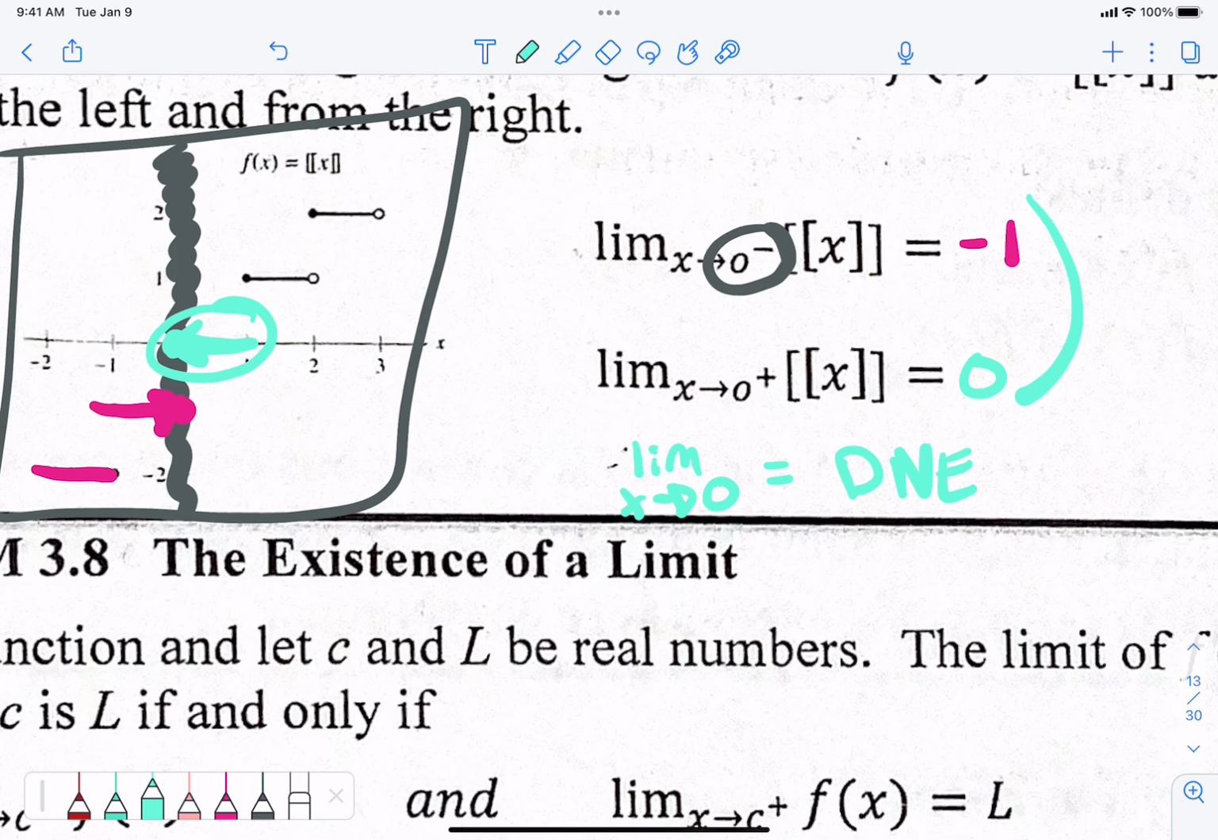Do you see how that works? Yes. On the left side it's touching -1, on the right side it's touching 0, yeah? And the fact that those two have a jump in the middle means the limit does not exist.